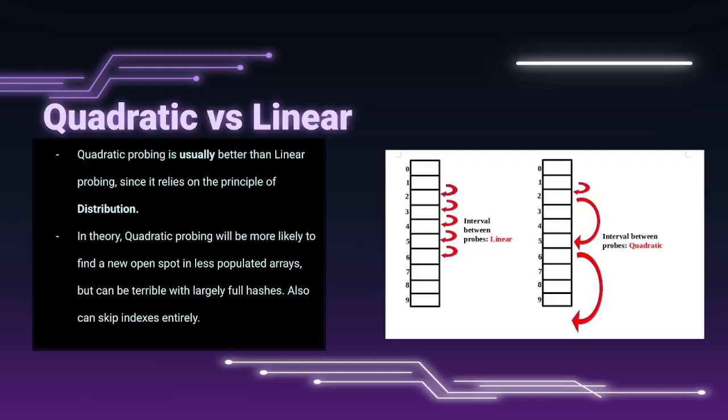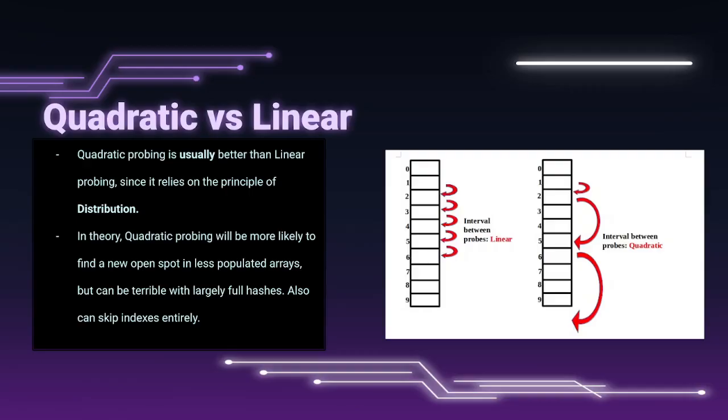Okay? And so here's the example. 1 by 1 is linear. Quadratic is we keep jumping by those different powers, right? We keep doing that quadratic approach. And so usually quadratic is a lot better than linear because of the whole idea of distribution. Again, we don't want a lot of clustering, so we're throwing it even farther and hoping it ends up somewhere novel, right? It's more likely to find open spots in less populated arrays, but it's less likely to find open spots in very full arrays.